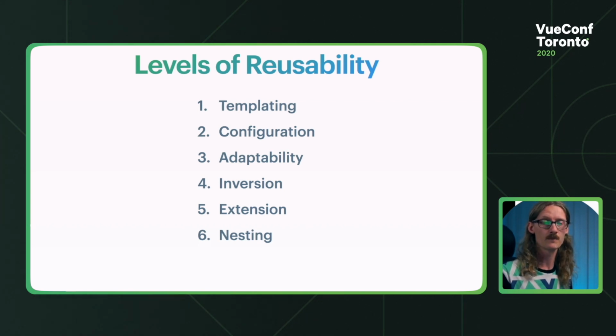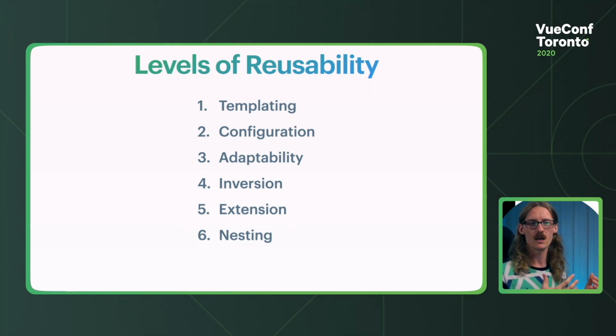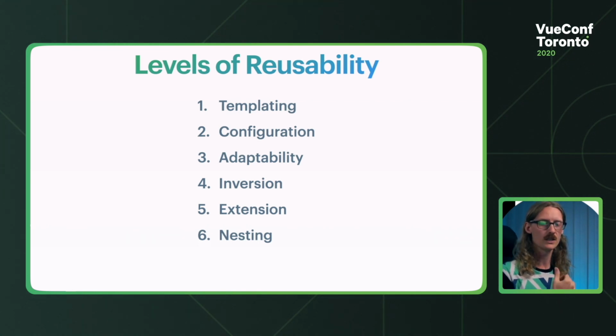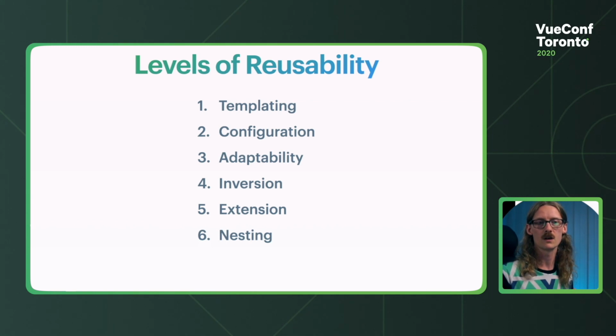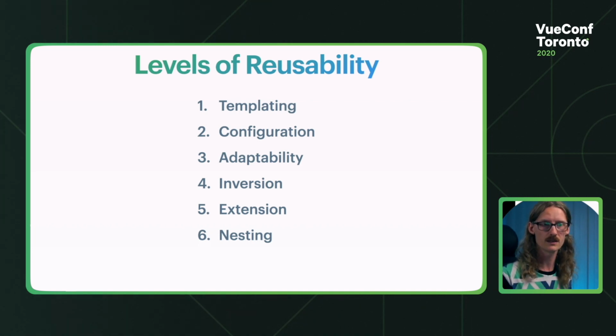Now, these first 3, templating, configuration, and adaptability, are things that you've probably dealt with or at least heard about. These are more common techniques that I see people using. However, the last 3 are things that I have never seen out there in the wild. And so they may very well be the first time that you've ever heard of these things. And so the bulk of this course is actually focused on 4, 5, and 6. But we will cover the first 3 just to make sure we're all on the same page and have the right context going into this. But we won't be spending a lot of time on them.